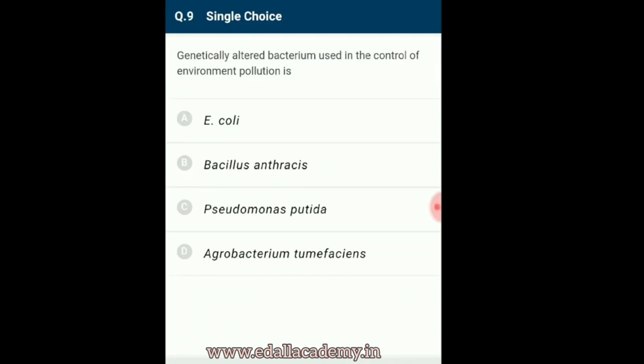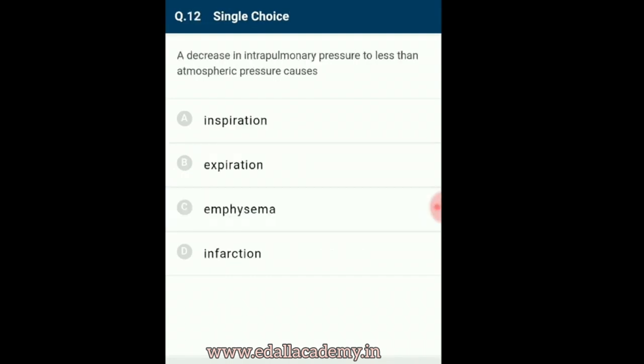Genetically altered bacterium used in control of environment pollution is... Pseudomonas putida cleans oil spills and it is used as bioremediation for environmental pollution. It has been genetically modified to increase the rate of breakdown of long chain hydrocarbons and was named as superbug. So the answer is option C, Pseudomonas putida.